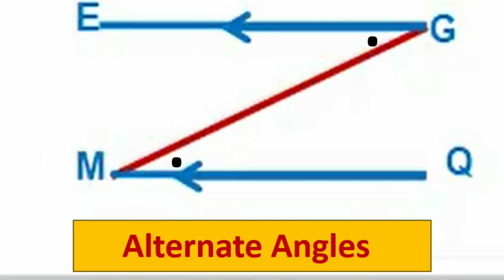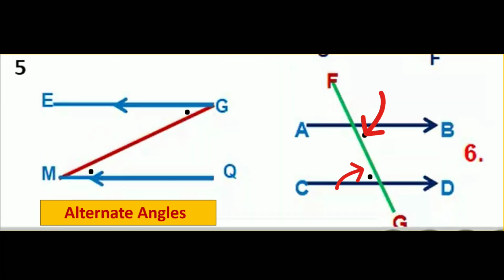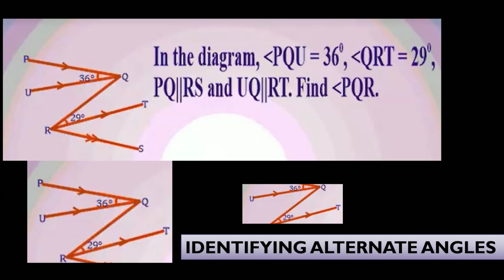Now, it comes in different forms. Look at this one on the screen now. Can you identify pairs of alternate angles here? Look at this diagram very well. Remember, alternate angles are equal.